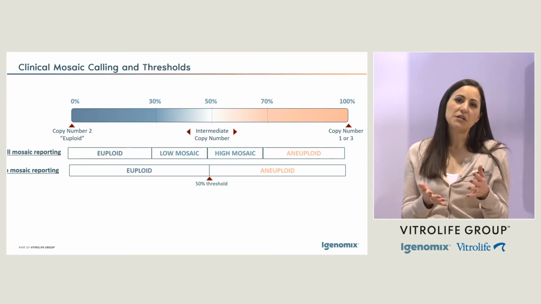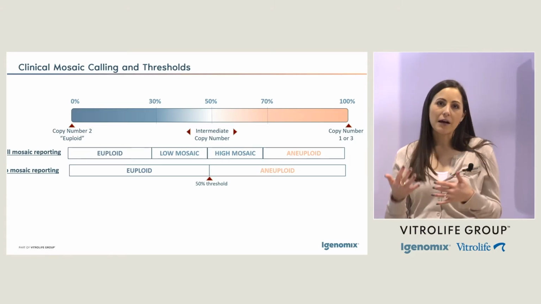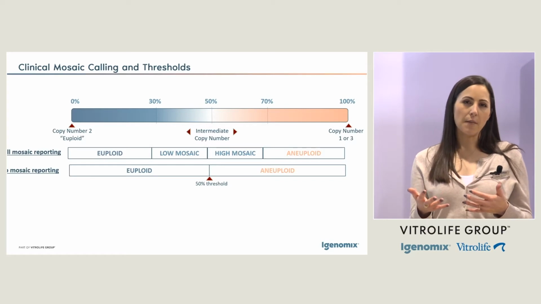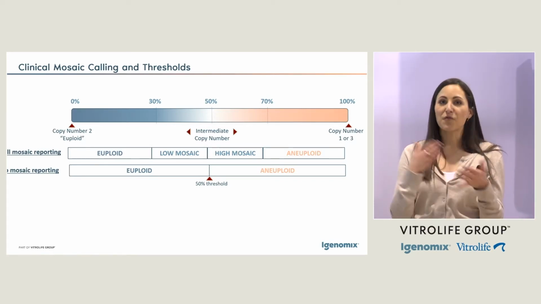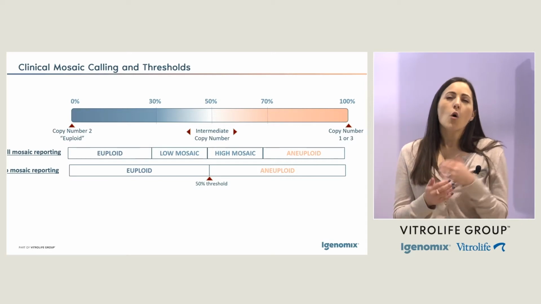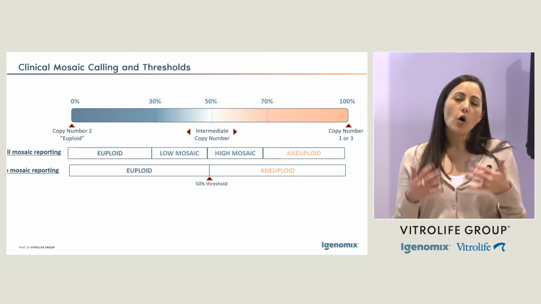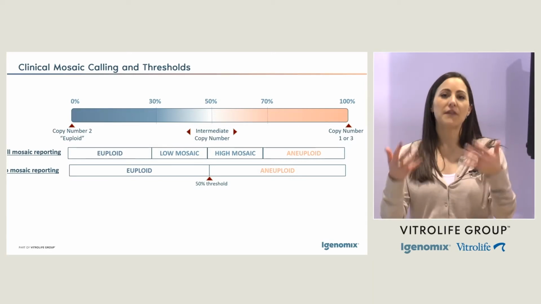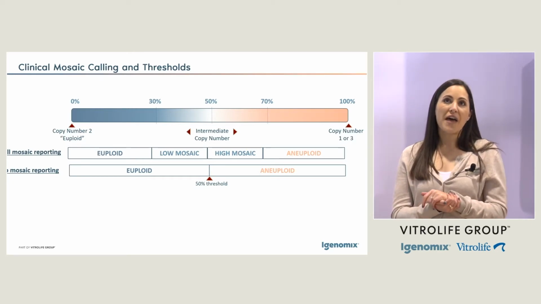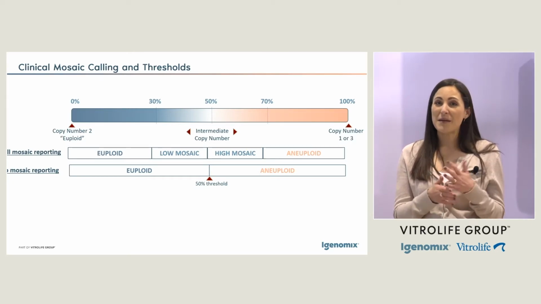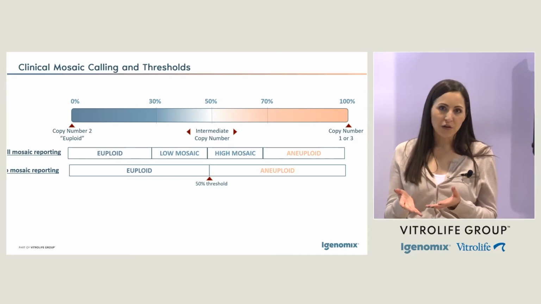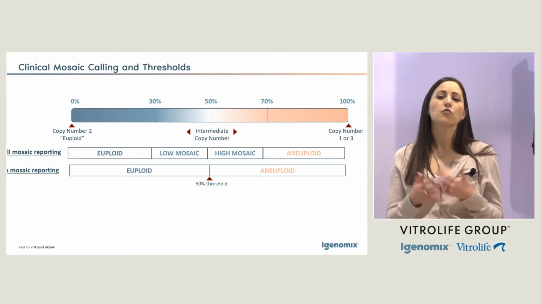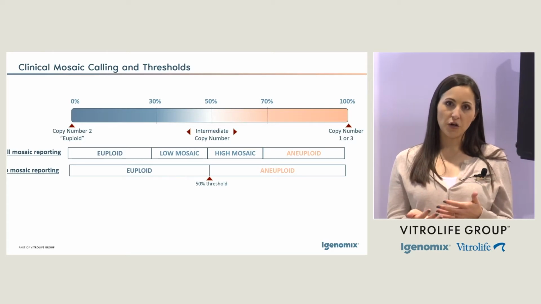Something that's really important to point out is that we used to counsel on low and high mosaic embryos quite similarly. However, based on recent data, some of which I'm going to talk about in a moment, we're now counseling that low mosaic embryos have significant reproductive potential that is similar to or maybe even equivalent to euploid embryos. Whereas for high mosaic embryos, we're still counseling that they do have reduced reproductive potential.